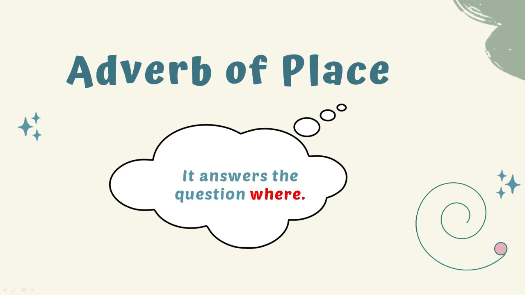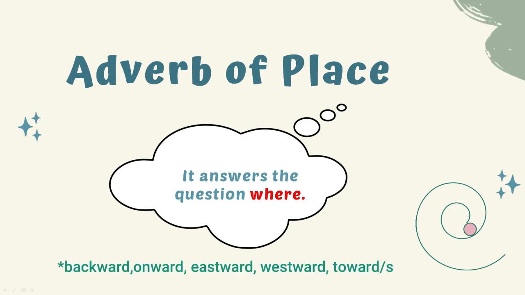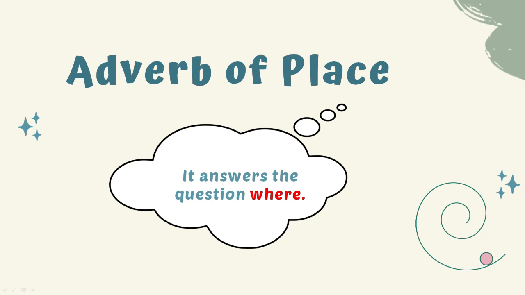Also, the adverb of place can indicate movement in a particular direction. So words ending with "ward" are considered adverbs of place, such as backward, onward, eastward, westward, toward, or towards, and many more. Now let's have some examples.